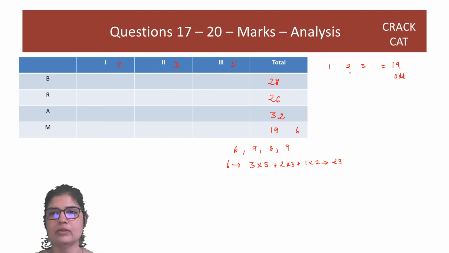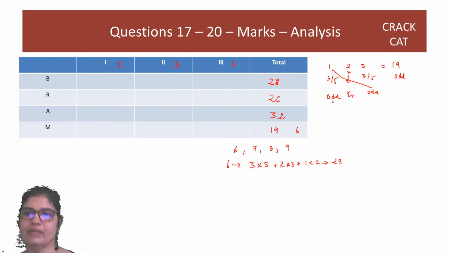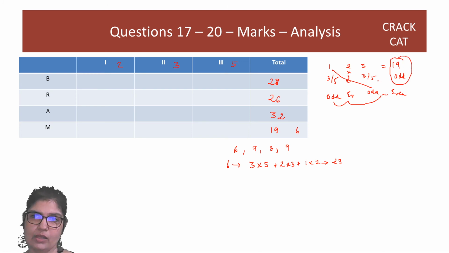If he attempts 2 questions on 2 marks, then that is even. Here it will be 3, 5, here it will be 3, 5, so that is odd and odd. Sum will be odd, which is not possible. Sum will be, sorry, even. Odd plus odd, sum will be even. This cannot happen. We want the sum to be odd.